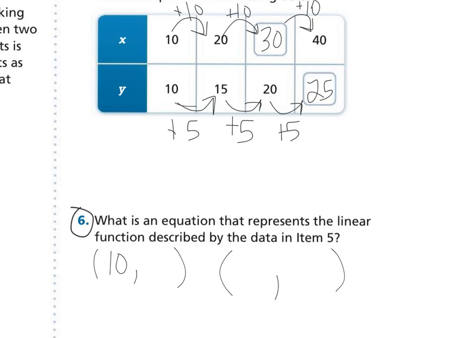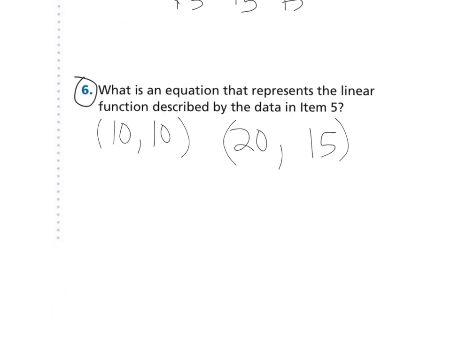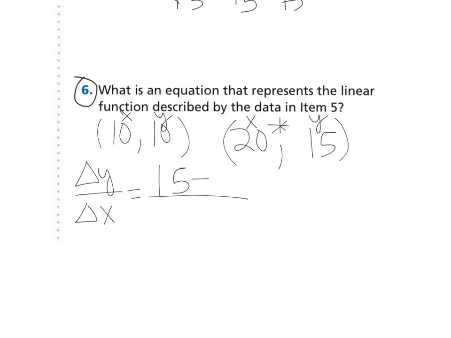10, 10, and 20, 15. Okay. Again, if you picked different points, you actually will get the same answer. So we can label these. If we're going to find the equation, what's the first thing we have to do? We've got to find our slope. Good. Which y value do you want to start with? Okay, we start with 15 if you want. It's the bigger y value.